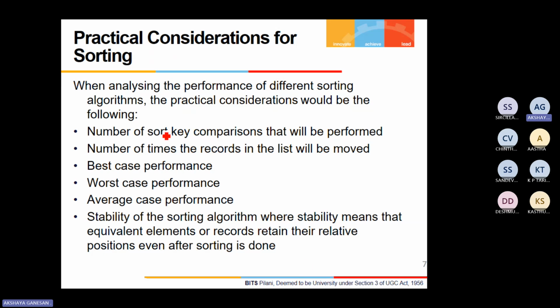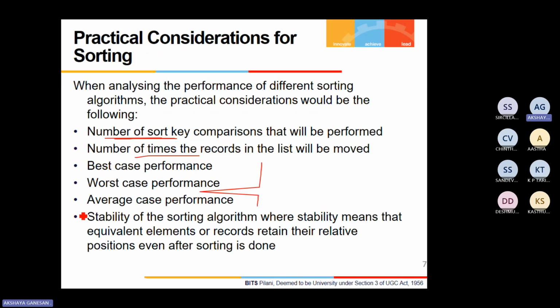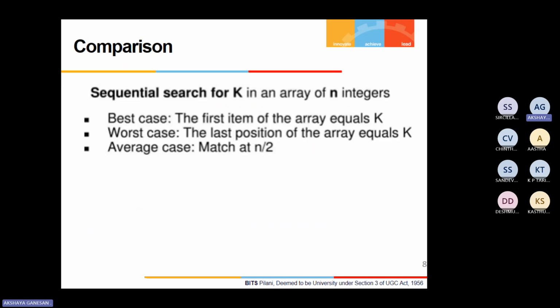To be more accurate, how many comparisons it does, and the number of times the records in the list will be moved. You have to keep changing. The time complexity: best case, average case, worst case. Stability is when equivalent elements or records retain their relative positions even after the sorting is done. I'll talk more about stability very soon. Okay, but what is best, worst, average case?